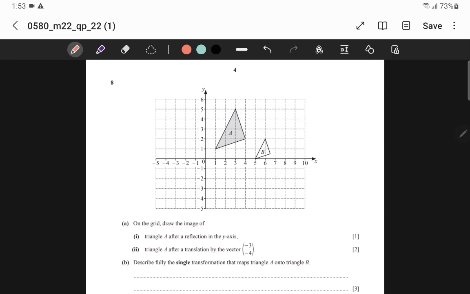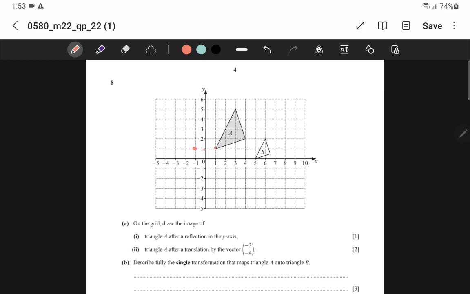Where is the y-axis? This one, the vertical line. Reflection meaning what? It's like mirroring. So the distance between the object to the mirror is the same as the distance between the mirror and the image of the shape. So how? This vertex of triangle A, the distance to the y-axis is 1, so the location of the image will be 1 from the y-axis, so it will be here.